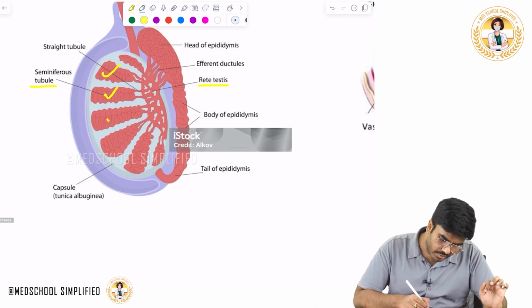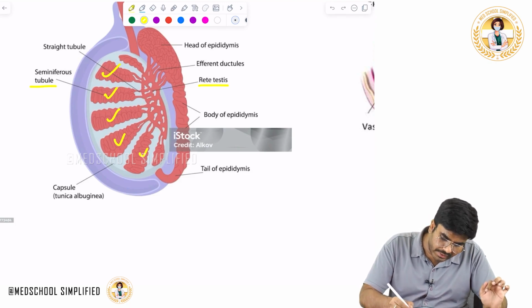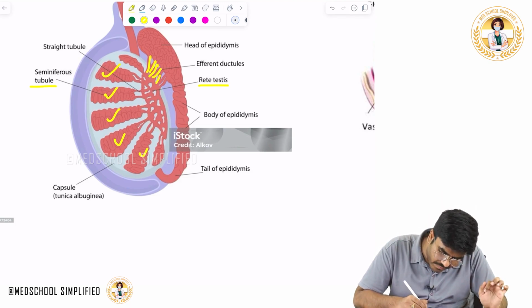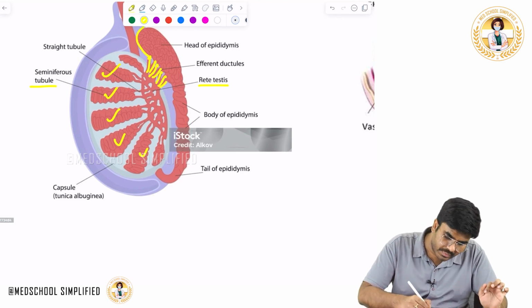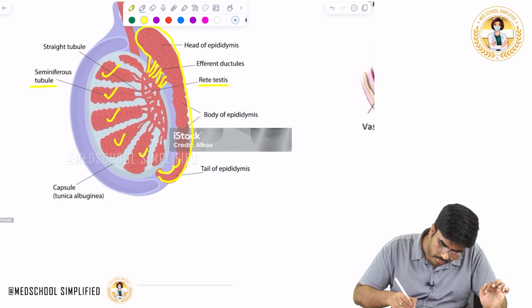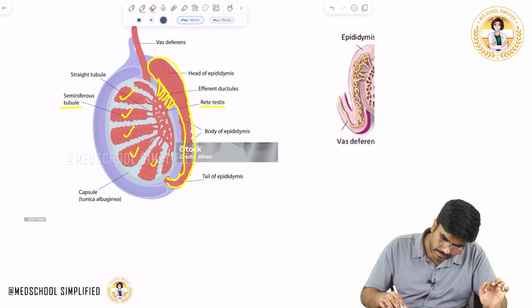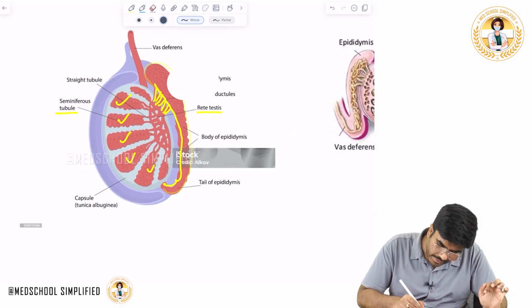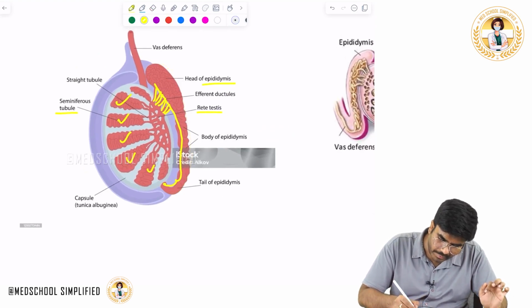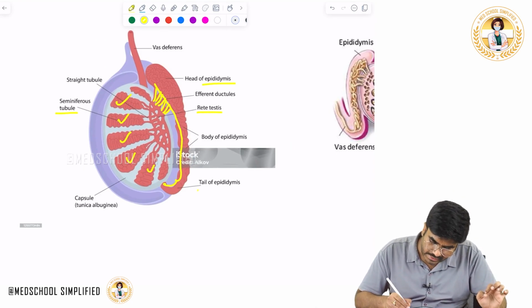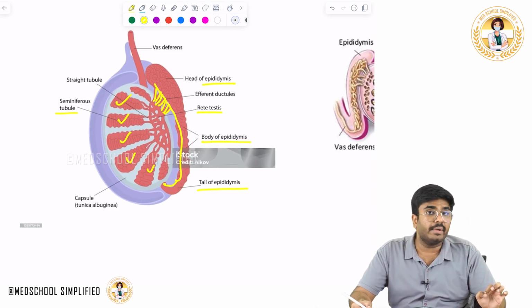Okay, the seminiferous tubules, all of them, connect into the rete testis. From the rete testis, the sperms will move to where? The sperms will now move to this area which is called the epididymis. Okay, so this is called what? Epididymis. The epididymis has a head, a body, and a tail.